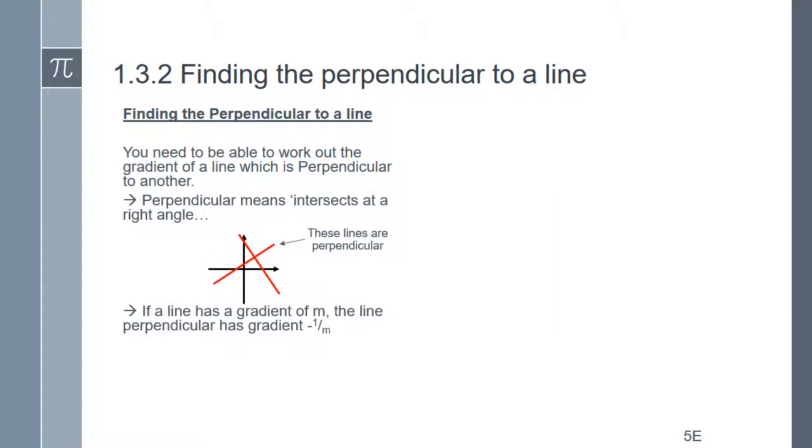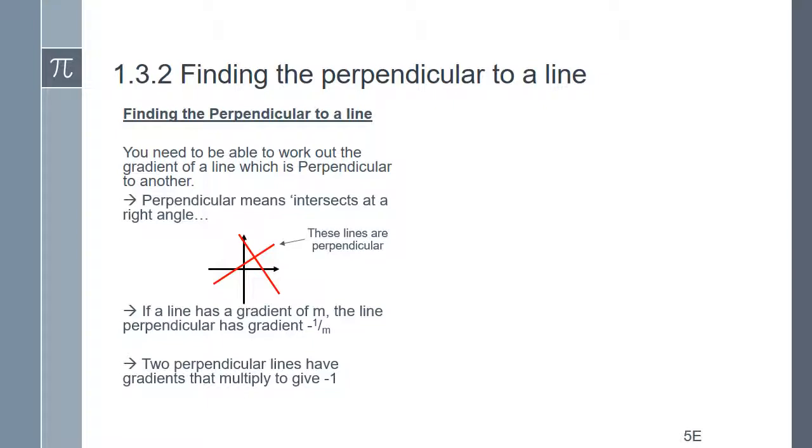This is the fact you need to make sure that you remember: if a line has a gradient of m, then the gradient of the perpendicular line is minus 1 over m. It's minus the reciprocal. And two perpendicular lines have gradients that multiply to give minus 1. Those two facts need to be remembered.